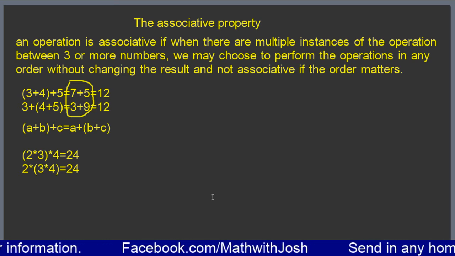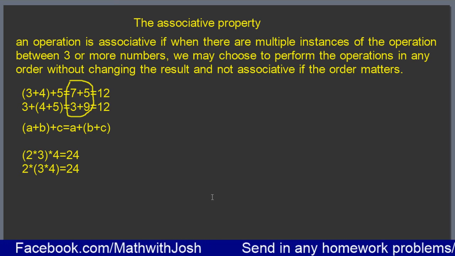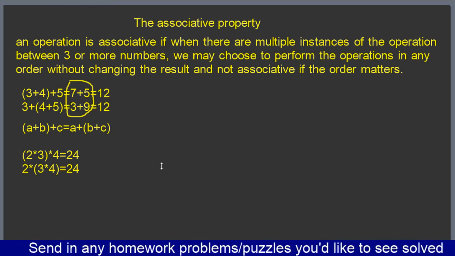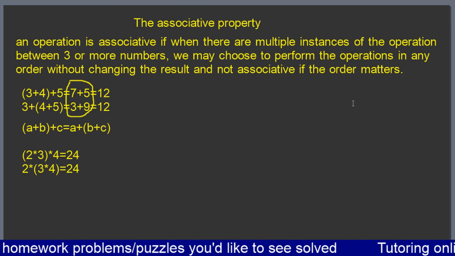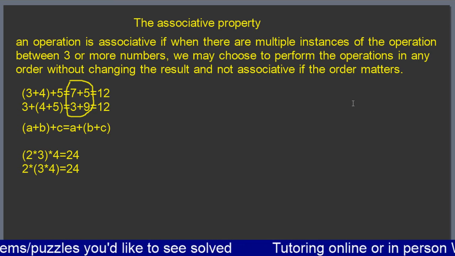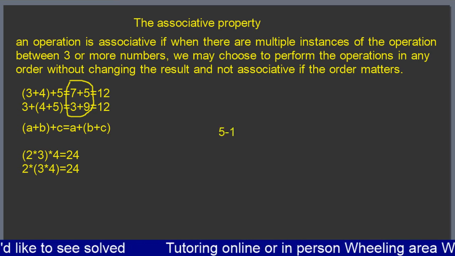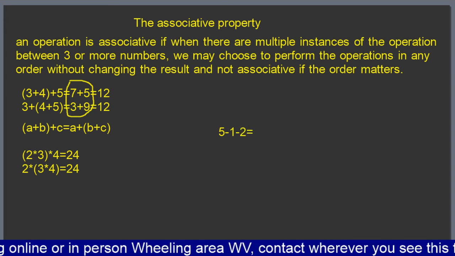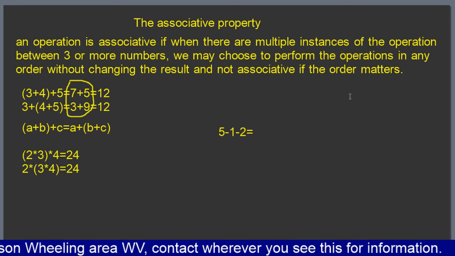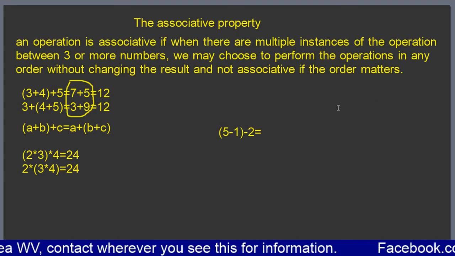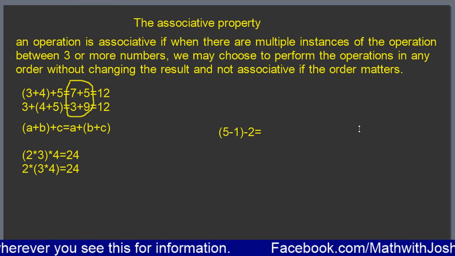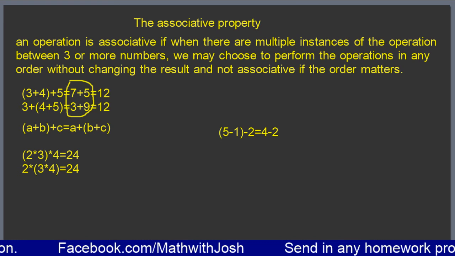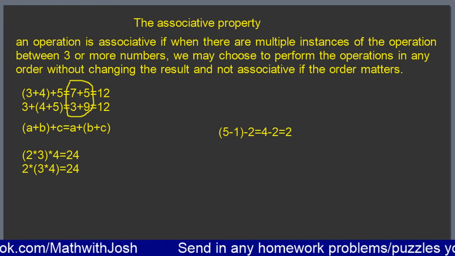And finally, as an important example, there are many operations that are not associative. Most simply, subtraction is not. So let's say we had 5 minus 1 minus 2. I'm sorry, let me put my parentheses in here. So (5 minus 1) minus 2 is going to equal 4 minus 2, which will equal 2.